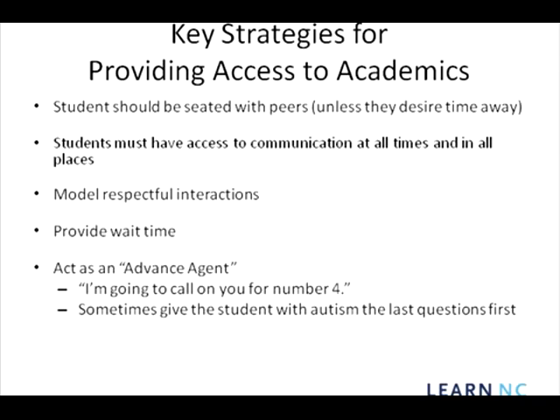Provide wait time. Sometimes this is one of the hardest things to do. We expect students, I guess you would say typical peers, to quickly respond when they know the correct answer. Sometimes students with autism have a hard time processing the information or the directions given. So it's good to provide a wait time of at least 5 to 10 seconds to give them a chance to respond.